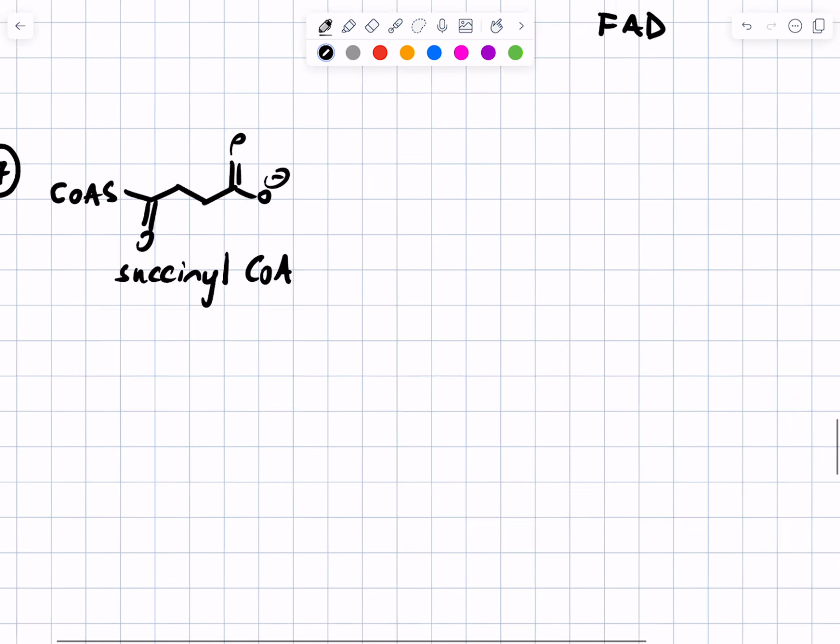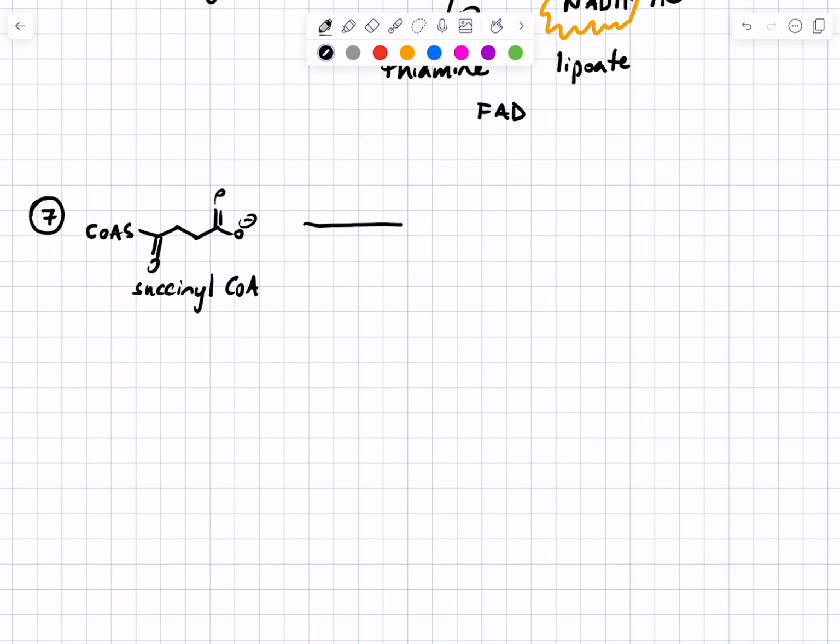So what we do is we're going to use an enzyme to recover a molecule of ATP or an ATP equivalent at this stage. So we're going to use GDP, guanosine diphosphate, and a molecule of inorganic phosphate, and that's going to generate a molecule of GTP. And the enzyme that does this is called succinyl-CoA synthetase.